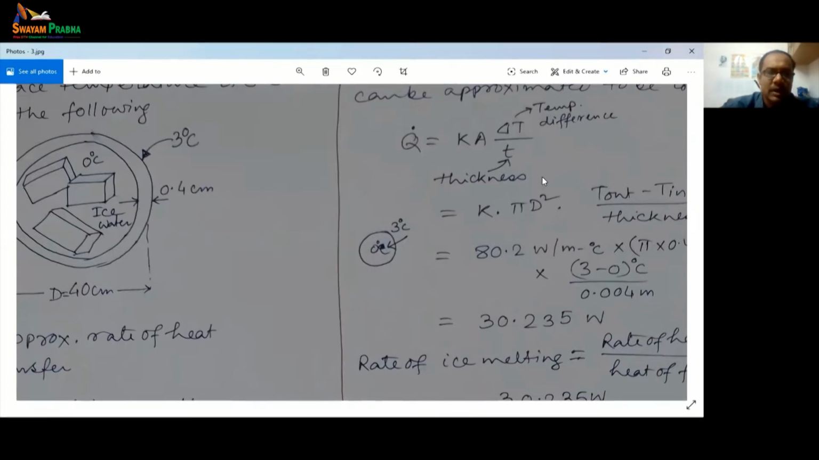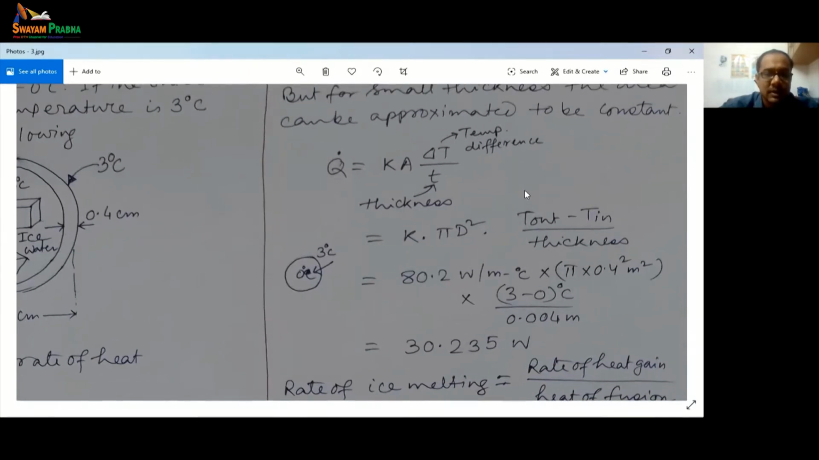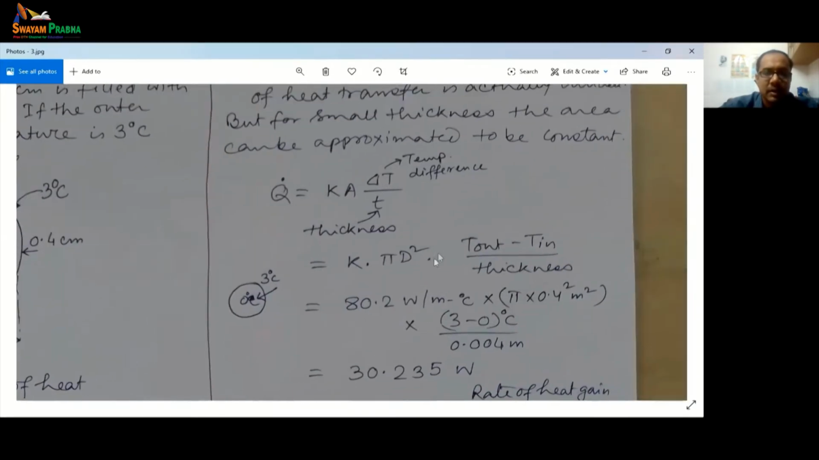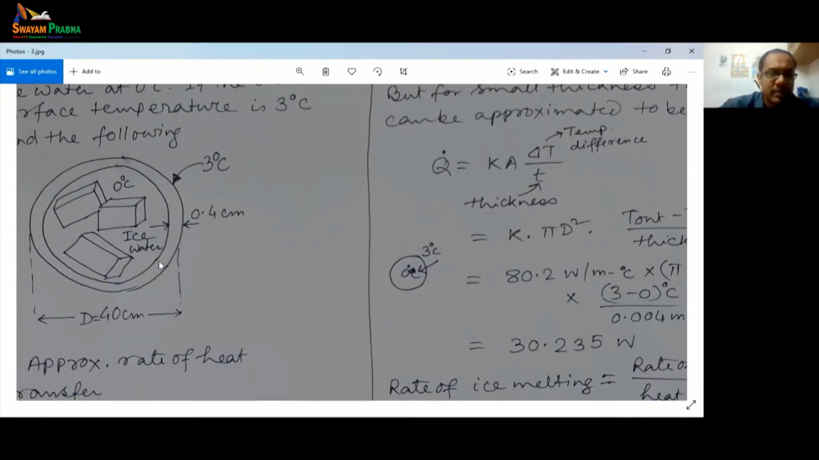So that is why the question itself is not expecting you to give an accurate answer. That is why it is saying just give us the approximate rate. Okay, so here if you look at this figure closely, the inside dia will be less than the outside dia for the sphere, right?